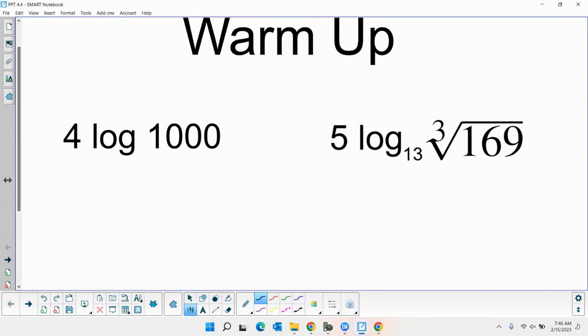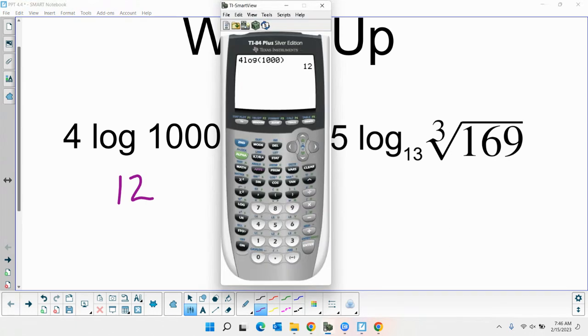What about the one on the right? What am I going to have to do, since it's a base 13? What did I show you yesterday? Change the base formula. Is it log 13 over, or is it log cube root of 169 over? Which one's on top? The cube root one, right? The base goes where, did I say yesterday? The basement, right? So I wouldn't worry about the 5 yet.